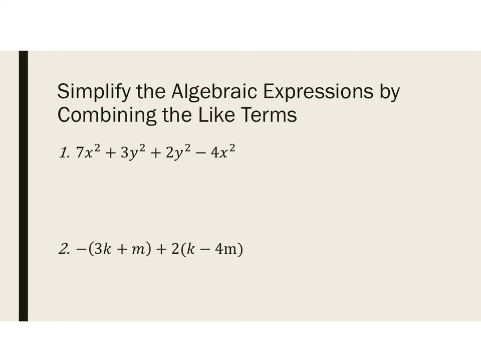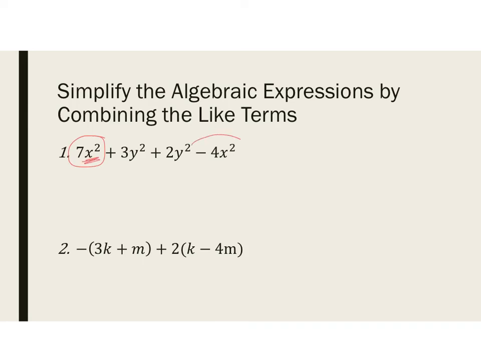Okay, our last topic here. We're going to simplify algebraic expressions by combining like terms. Remember from your definition, like terms have the same variable and the same exponent. So let's look at our two examples here. In the first one, I have a 7x squared. The x squared is the key thing here.